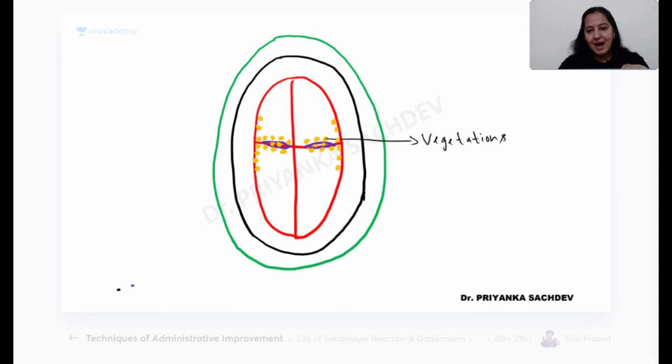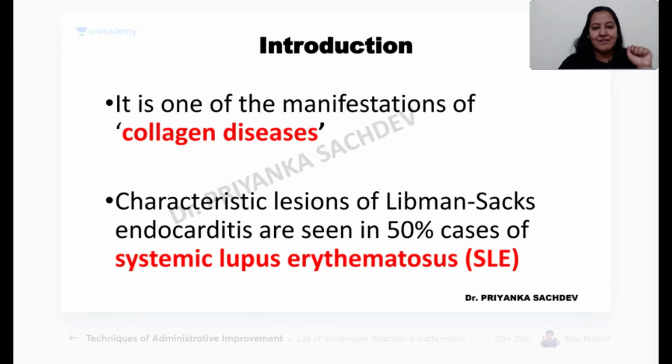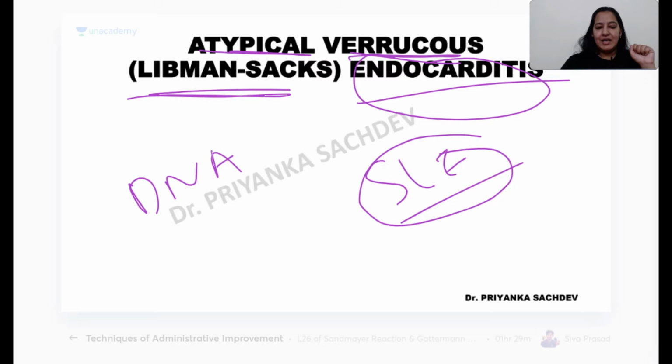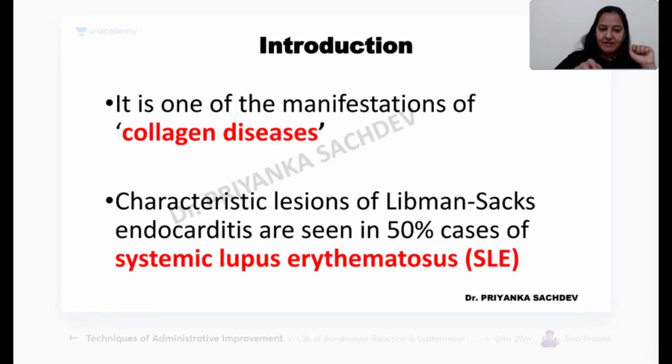Can you see there are 3 layers in the heart? The innermost layer I have shown in red, the middle layer in black is the myocardium, and the outermost layer in green is the pericardium. Here only the endocardium is involved; myocardium and pericardium are not. In the endocardium, only the valvular endocardium is involved and vegetations are formed. I have shown the vegetations in yellow, but you can appreciate the location is somewhat different as compared to rheumatic. We will study that.